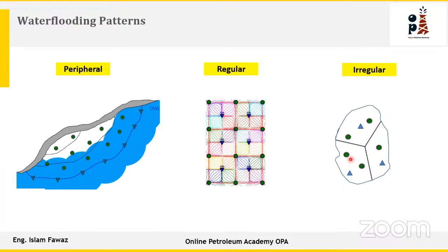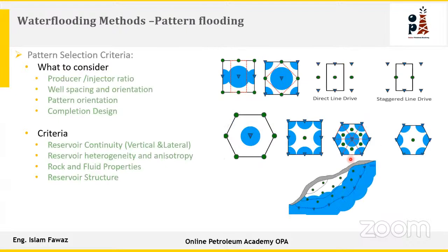How to define this? By running a simulation model and finding which pattern is good. We have many sensitivities for which pattern, well spacing, and something like this. So you have to design what is best for your reservoir. So for water flooding, what is the best pattern? As I said, you have to consider in your mind how many producers, how many injectors, what is the well spacing, and the orientation for your reservoir. What is meant by orientation?